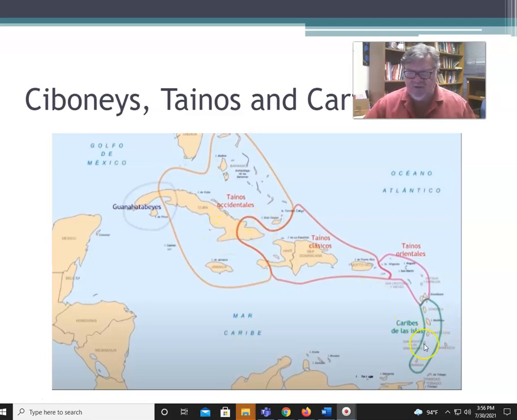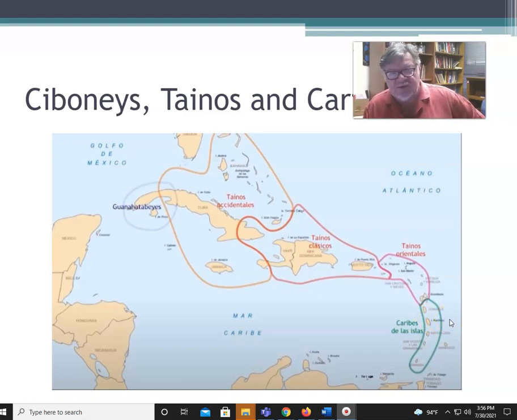Down here in the green at the far southeast are the Caribs of the Islas. These were people who were very warlike. They may have been distantly related to the Taino Arawaks. They departed from the South American coast by canoe, and they traveled in war canoes that would hold up to 60 warriors. And they were traveling from island to island, moving up through the Lesser Antilles, conquering each island as they went.